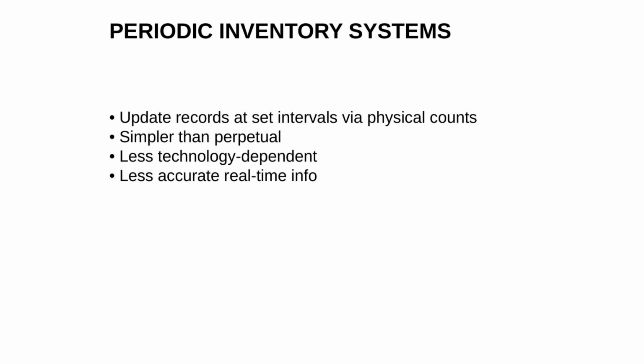Periodic inventory systems update records only at set intervals, typically using physical counts. They are simpler and less dependent on technology, but they do not provide accurate real-time information. That increases the risk of running out of stock unexpectedly, especially when demand is volatile or lead times are uncertain.